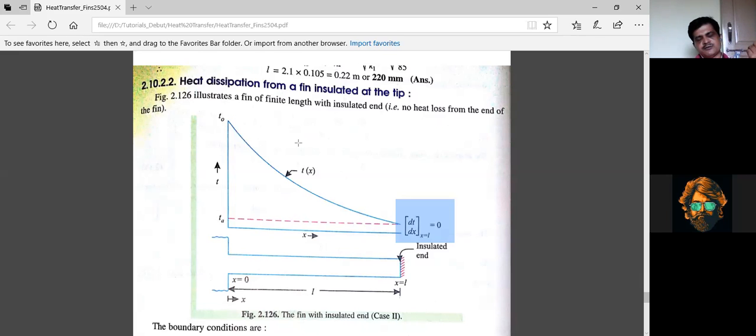ಫಸ್ಟ್ ಕೇಸ್ ನಲ್ಲಿ ಯಾವುದು ಬೌಂಡ್ರಿ ಕಂಡೀಷನ್? At x is equal to 0, T is equal to T naught. At x is equal to L, T is equal to T a. That was the condition. Illi the boundary condition is at x is equal to 0, temperature is T naught. At x is equal to L, the slope, the change in temperature or differentiation of T with respect to x is equal to 0. ಎರಡು ಕಂಡೀಷನ್ ನಾವು ನೆನಪಿಟ್ಕೋಬೇಕು. ಅಲ್ಲಿ ಬೌಂಡ್ರಿ ಕಂಡೀಷನ್ ಚೇಂಜ್ ಆಗುತ್ತೆ, here also the boundary condition will change.